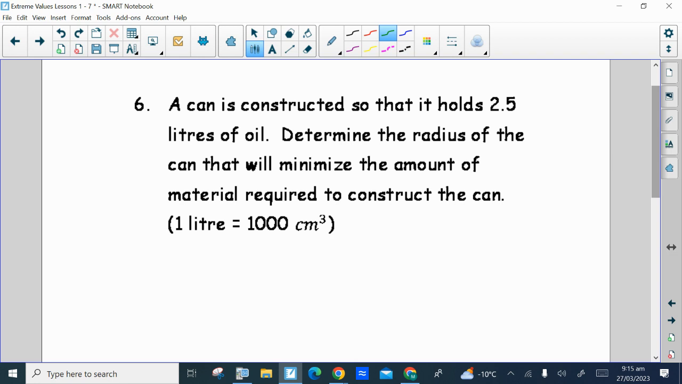Number 6 says a can is constructed so that it holds 2.5 liters of oil. Determine the radius that will minimize the amount of material required to construct the can. So we're trying to minimize the surface area, which again is a very practical scenario, right? If you're manufacturing these cans, you know that it has to hold 2.5 liters of oil, but you want to make it as cheap as possible to make these cans. So you want to minimize the surface area.